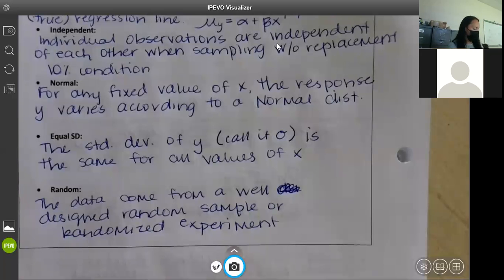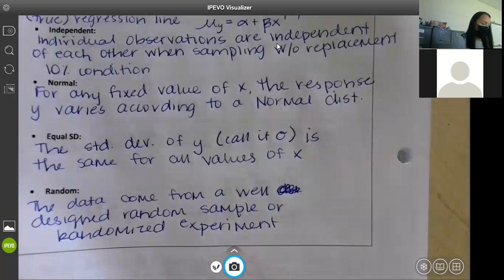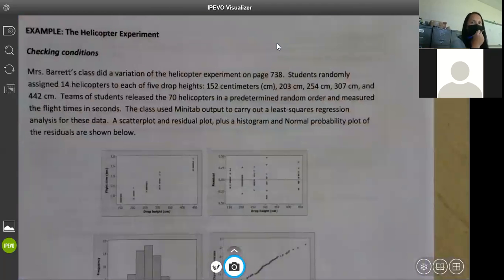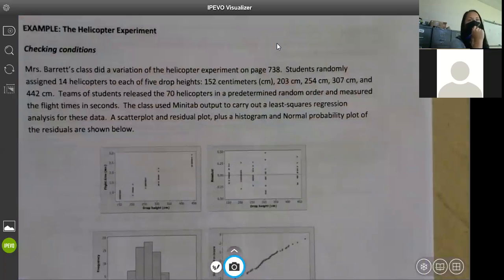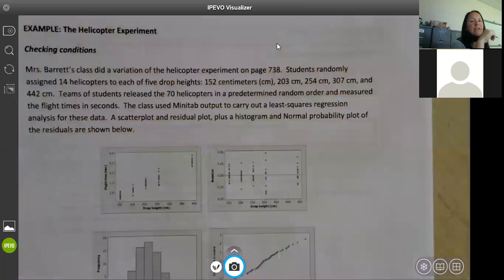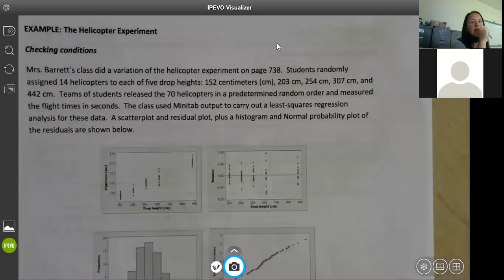All right. So now we're going to get an example to check those conditions. It says, Miss Barrett's class did a variation of the helicopter experiment on page 738. Students randomly assigned 14 helicopters to each of the 5 drop heights: 152, 203, 254, 307, and 442 centimeters. Teams of students released the 70 helicopters in a predetermined random order and measured the flight times in seconds.